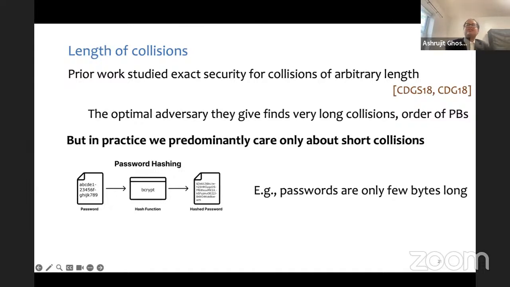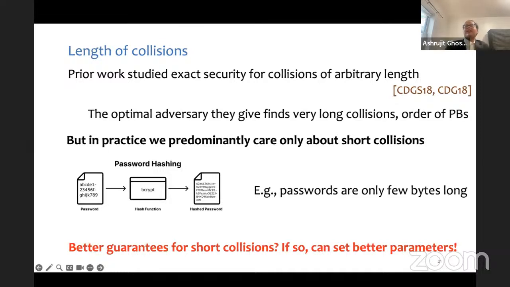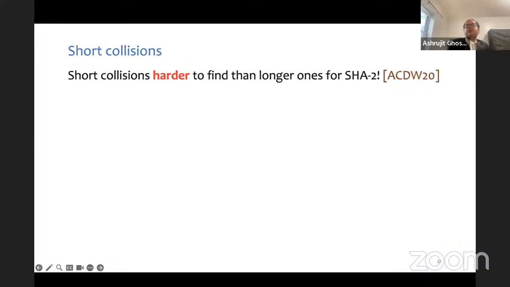As such, it's natural to ask whether we can prove better guarantees for short collisions, because if we could, we could set better parameters, which means improved efficiency. There was a wonderful work by Akshima, Cash, Drucker, and Wee in 2020 that actually considered this question for SHA-2. They showed that indeed, finding short collisions is strictly harder than finding longer ones. While this was a very good result that gave evidence that we could expect better guarantees for short collisions, there were many unanswered questions.